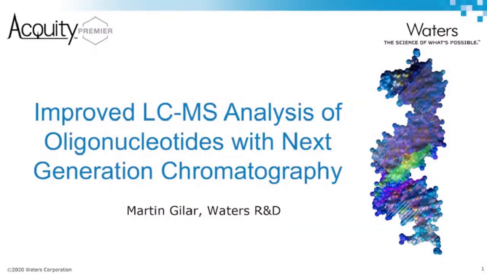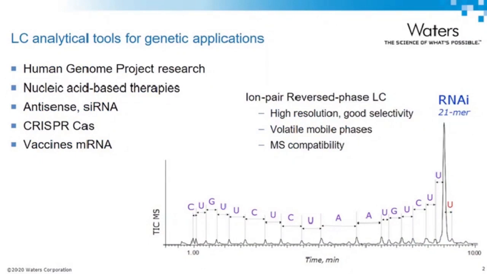So good morning, everybody. My name is Martin Gillar. I work at Waters R&D, and today I'll be talking about improved LCMS analysis of oligonucleotides. On the second slide, you can see a list of applications for genomic research or nucleic acid-based therapies, and all of these applications require LCMS tools. Here I show you one example of the method that is frequently used, ion pair reverse phase chromatography. And this method de facto became a method for analysis of oligonucleotides because it is LCMS compatible.